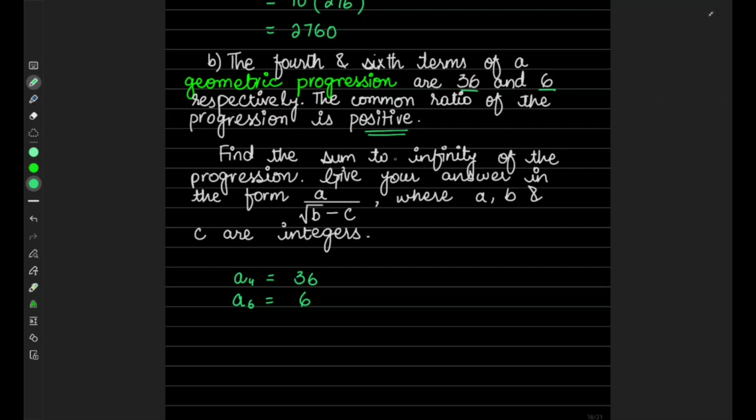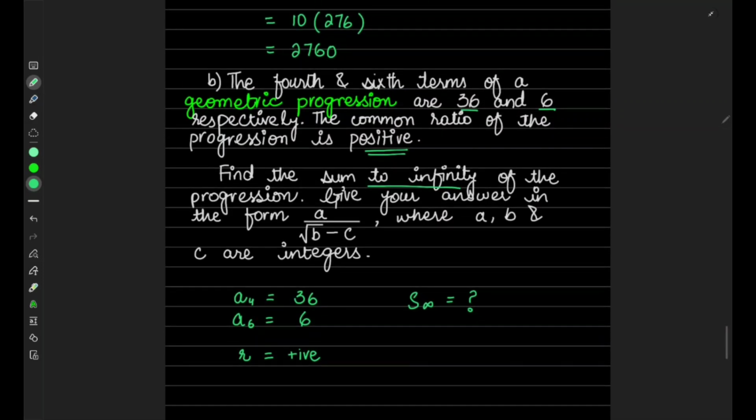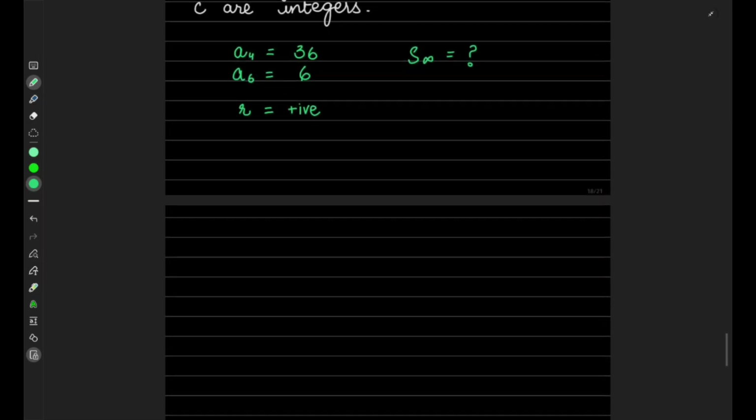Find the sum to infinity of the progression. Give your answer in the form a over root b minus c, where a, b, and c are integers. So what we are supposed to do is find the sum to infinity. The common ratio is going to be positive. Okay, so this is the whole information that is given to us.